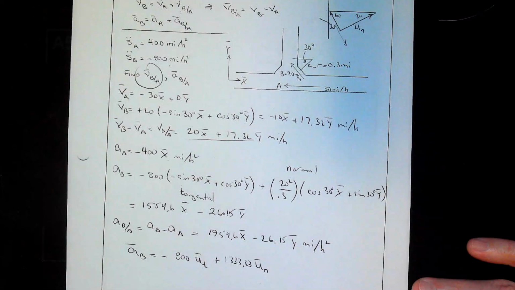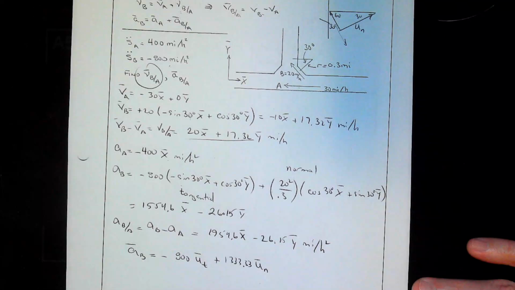That knocks off this piece. Now I have to do acceleration. Conceptually it's the same thing. Acceleration of A we were given. It's in a straight line, and it's accelerating at that 400 rate, so we'll just put in minus 400x miles per hour squared. Now we need the acceleration of B. We're given it right here, minus 800 miles per hour squared. That's the tangential, so picture that it's actually going back this way.